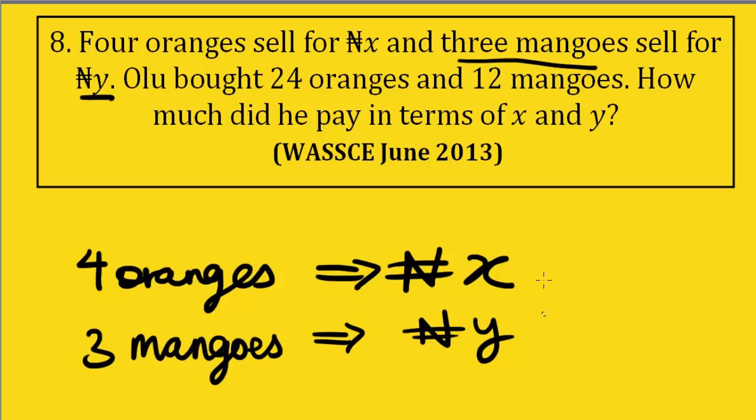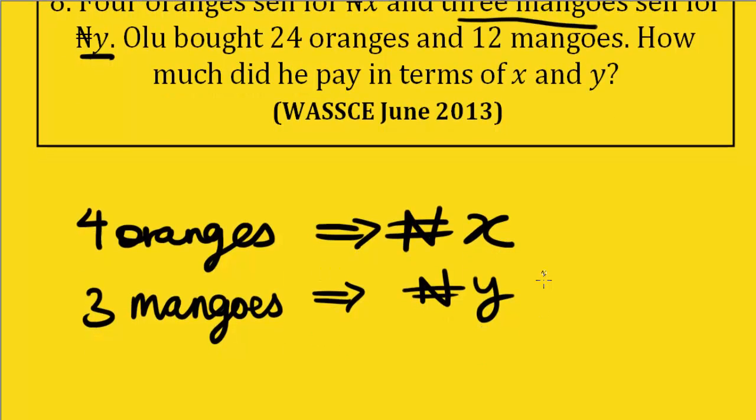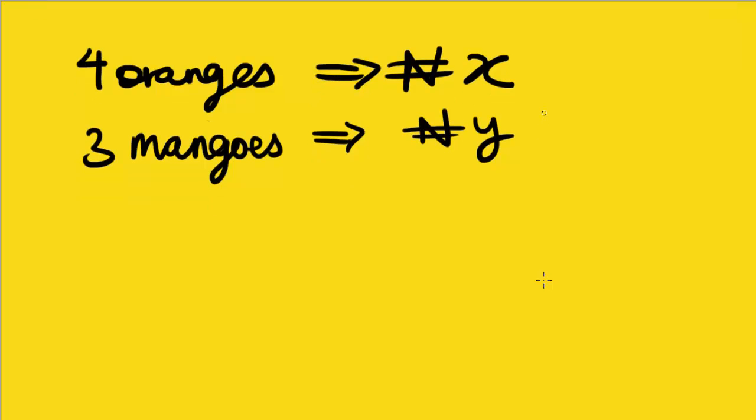So we've been given the price of 4 oranges, we've been given the price of 3 mangoes. We need to know the price of 24 oranges, which he bought. We need to know the price of 12 mangoes, which he also bought, and add them up so we know how much he paid in total. Because I want to know the amount the boy paid, the cost in naira, I'm going to represent the first information with regards to oranges.